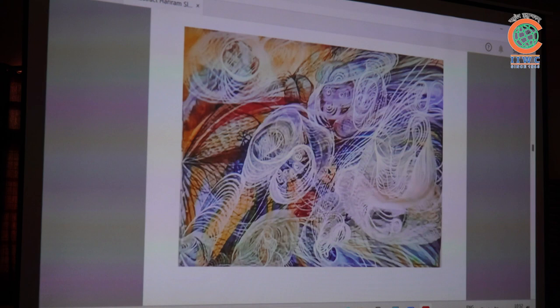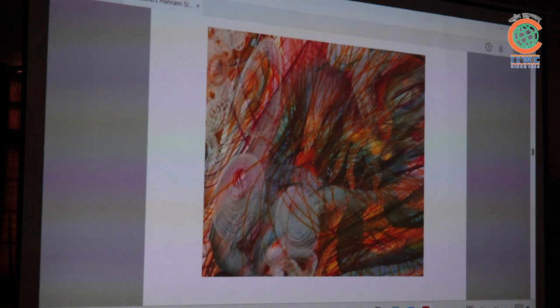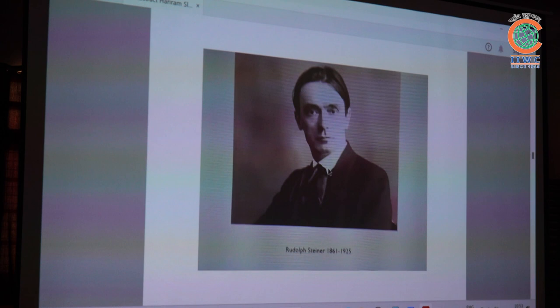So if it has been done in 1871, you can imagine, that was the starting point where these people took art as a spiritual journey. So artists were taking it as a curiosity to know what the afterlife is. So here you can see this. It's a complicated painting which she has done in those early days. And they were exhibiting. Rudolf Steiner, I have not brought too many slides because she's done a body of work. I can't show everything here.